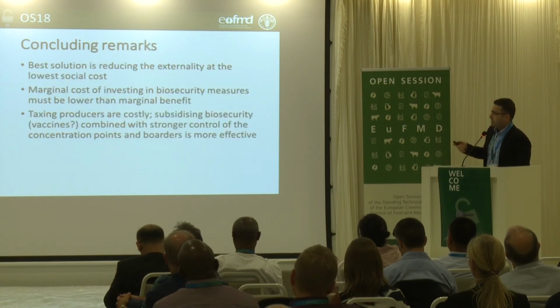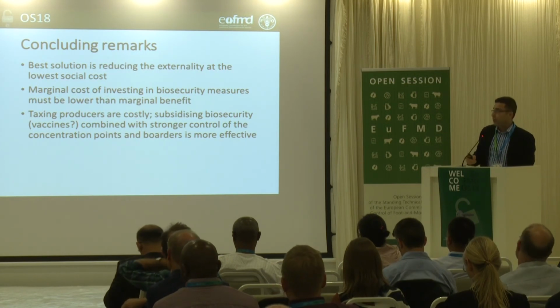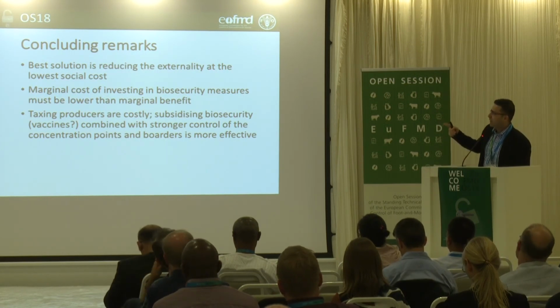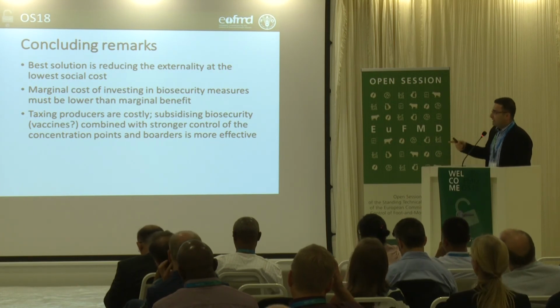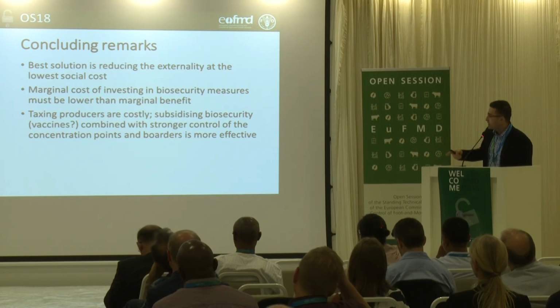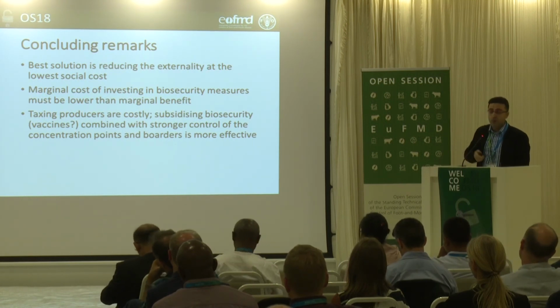So concluding remarks, best solution is reducing the externality at the lowest price. This is based on economic theory. And marginal cost of investing in biosecurity measures must be lower than marginal benefit. That's basically people take it up. Taxing producers are very costly. Subsidizing biosecurity would be a way, combining with a strong control of the concentration points of the animals and also border controls.